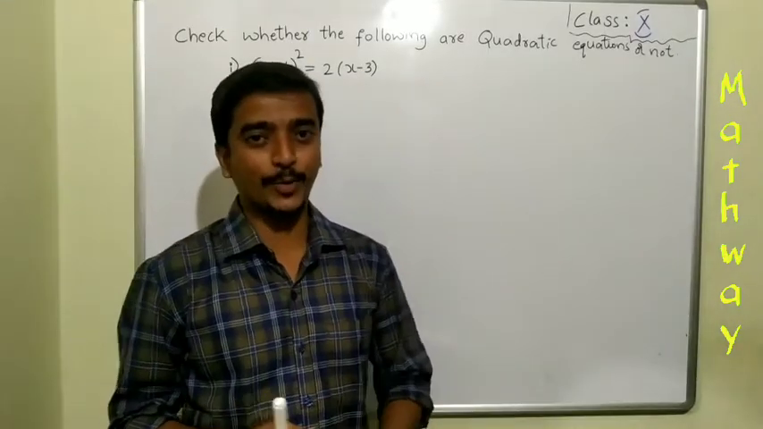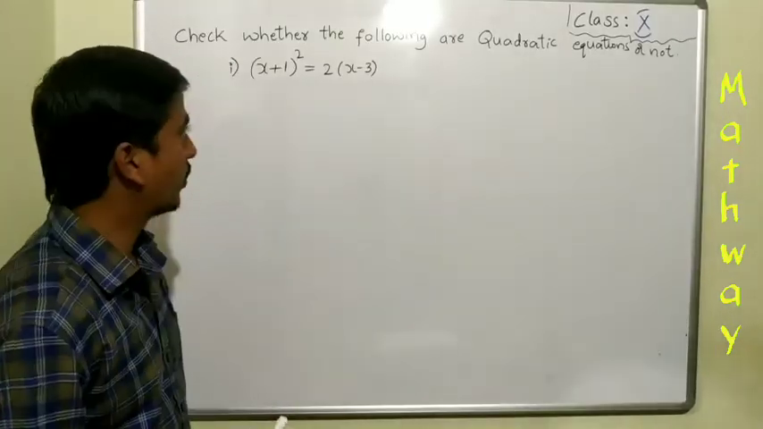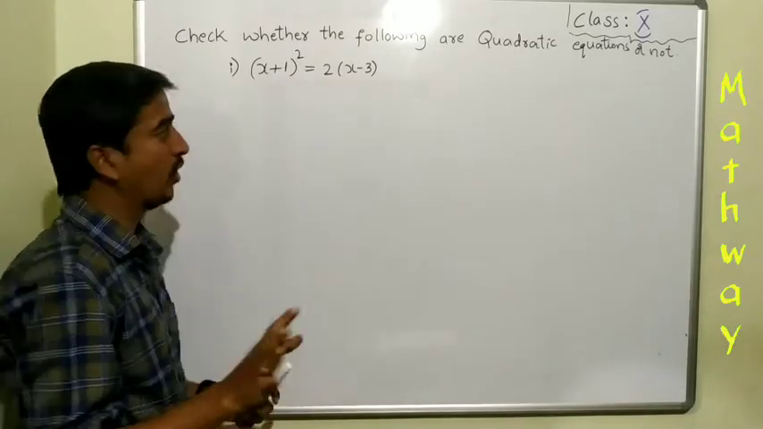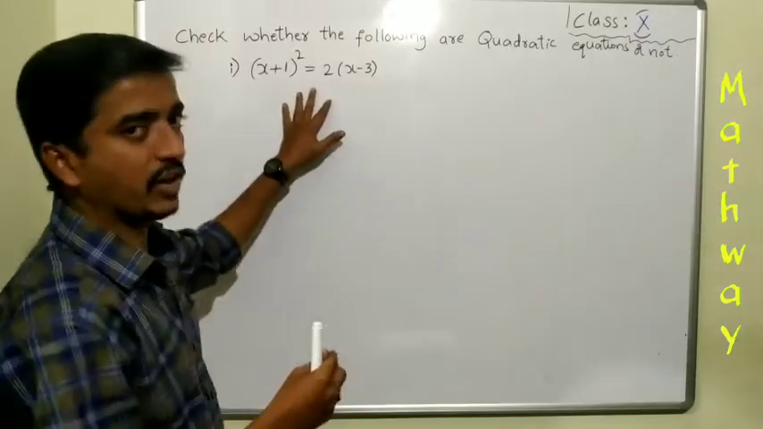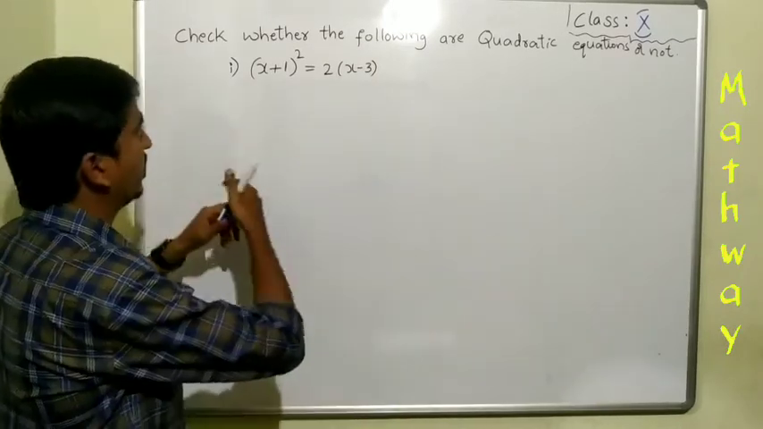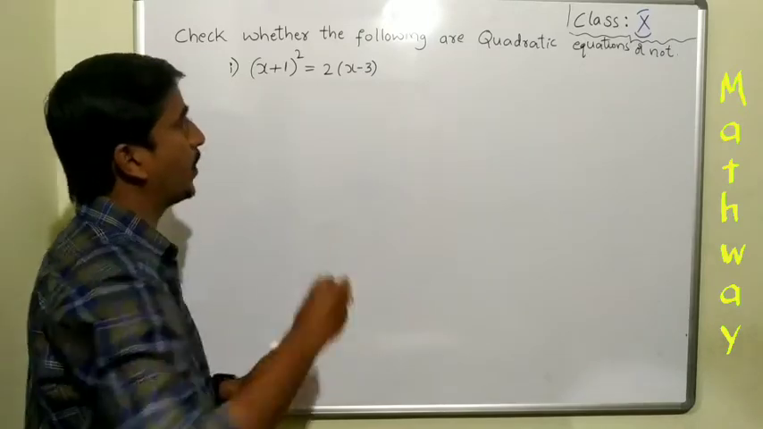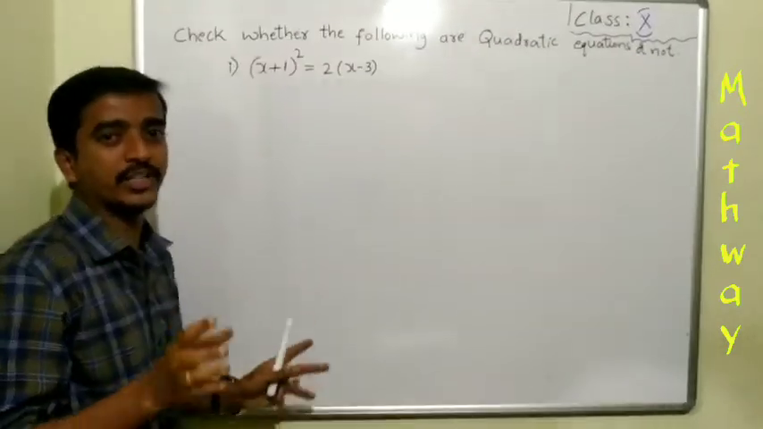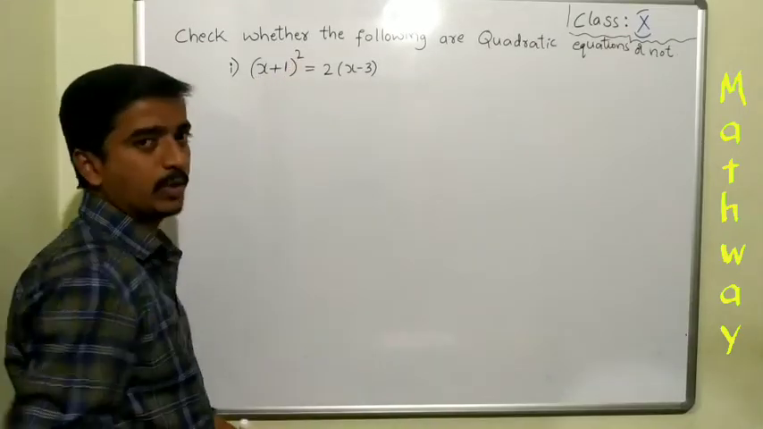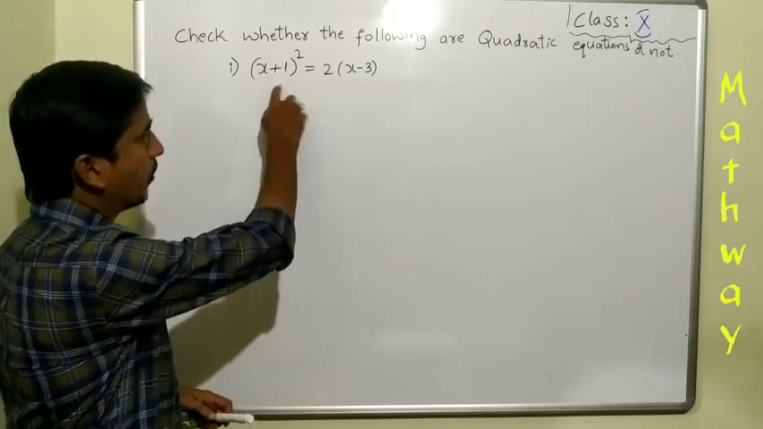Now let us do some problems. Check whether the following are quadratic equations or not. By looking, we cannot judge whether it is a quadratic equation or not, so let us simplify this. The LHS term is x plus 1 whole square. It is in the form of the world famous formula, a plus b whole square. Isn't it? A plus b whole square is a square plus b square plus 2ab. So apply the formula here.